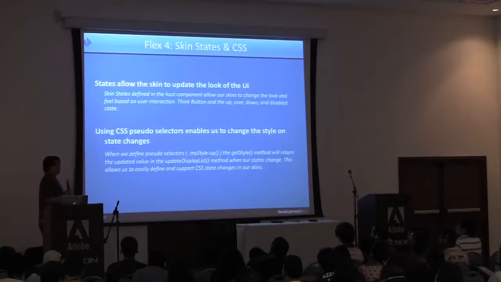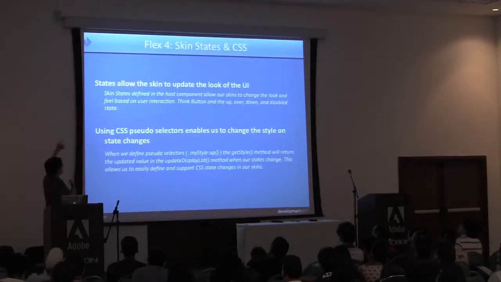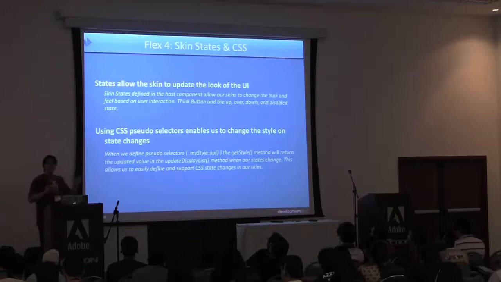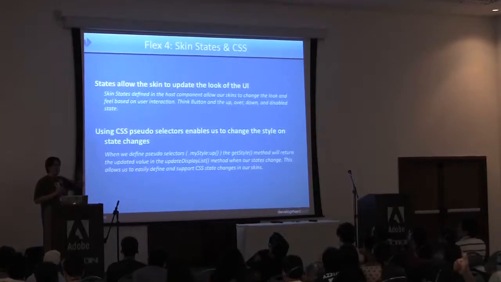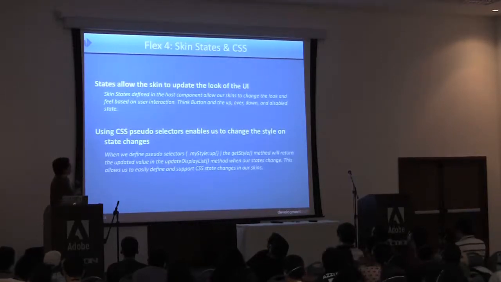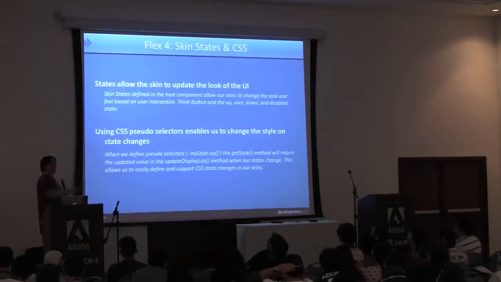So the next thing we can talk about is actually skin states in CSS. So, states, do you guys understand when I describe states: over, up, down, disabled? Does that make sense? Is that clear? Nod your head, yes, yeah, cool, thumbs up, thumbs down. Okay, good. So we want to know, because we're creating a skin, we have to understand those states, right?